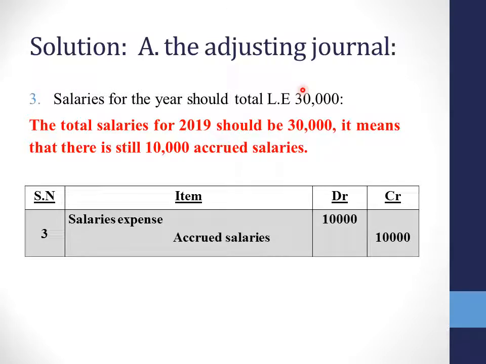So an adjustment entry is needed to add these 10 to salaries. So salaries expense will appear in the debit for 10,000, and these 10,000 is accrued. We need to pay it later on because we didn't pay it yet. We just discovered that these 10,000 are missing. This means that there is accrued salaries for 10,000 and these are liabilities.